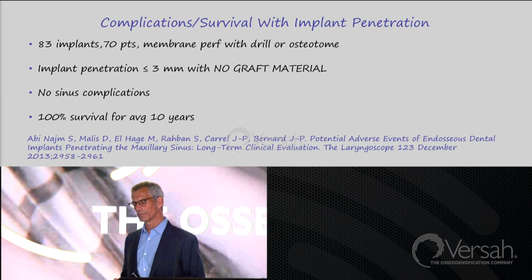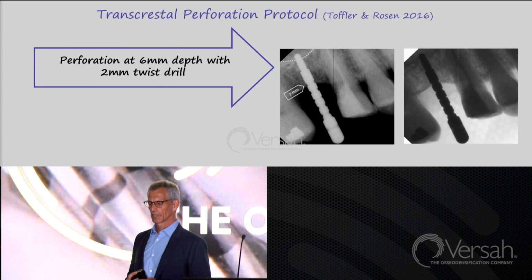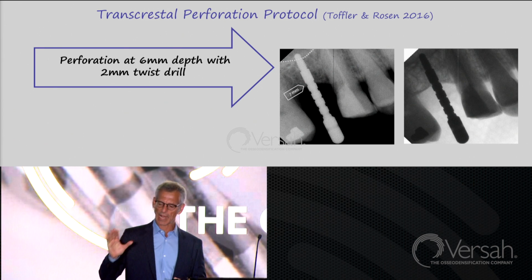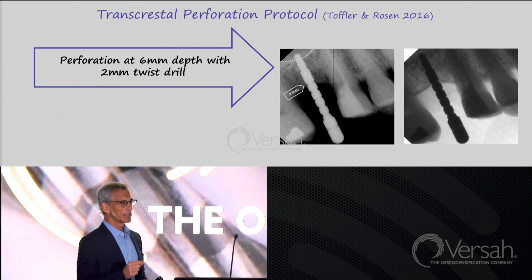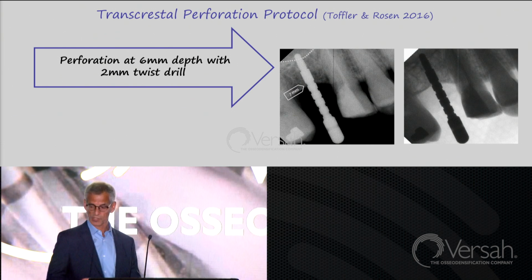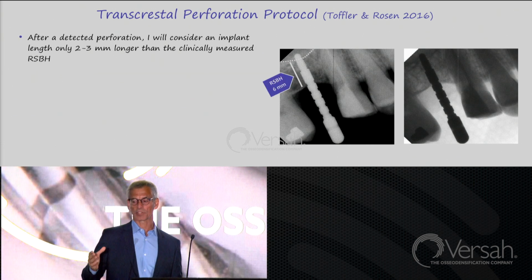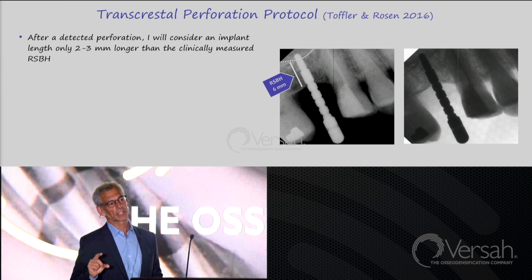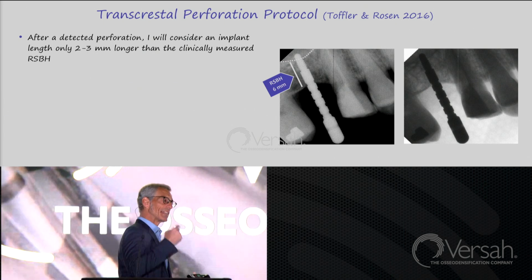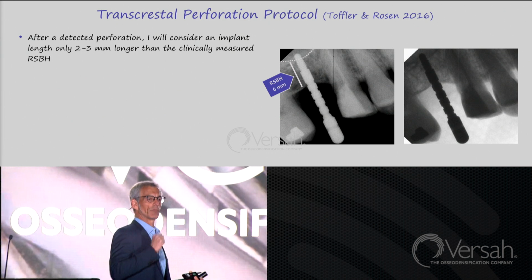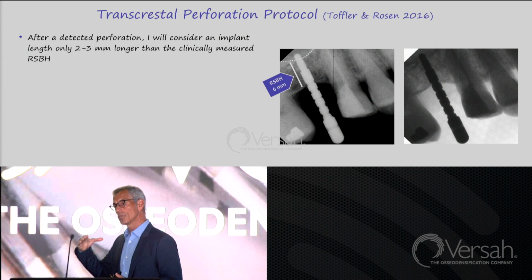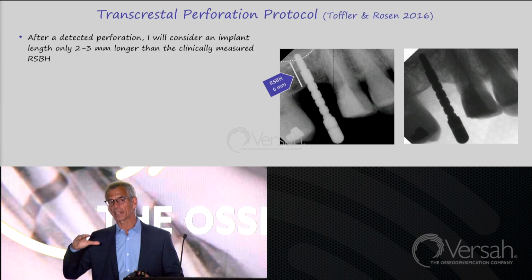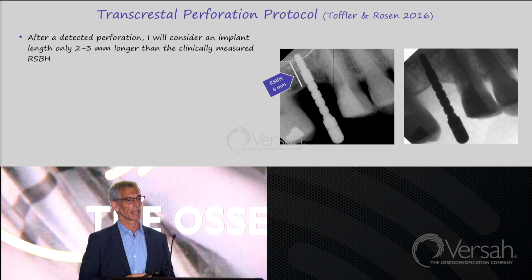Let's now put together our protocol. Here, just for you, I perf at 6 millimeters with a 2 millimeter twist drill. Now, I've perfed at 6 millimeters. I know that after a detected perforation, I will only consider an implant length that is 2 to 3 millimeters greater than my residual subantral bone height, because if it goes in 1 to 3 millimeters, most likely the membrane will grow to cover my implant.